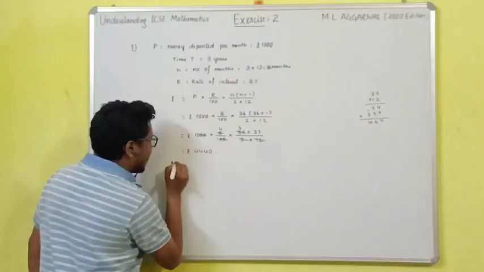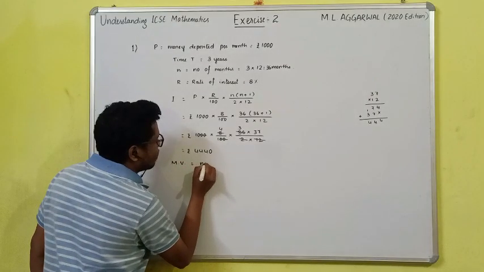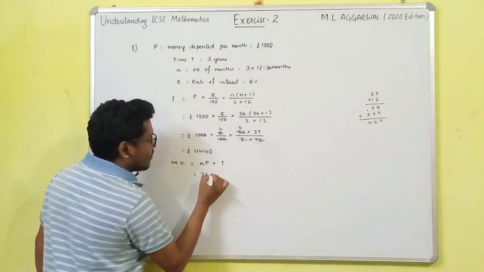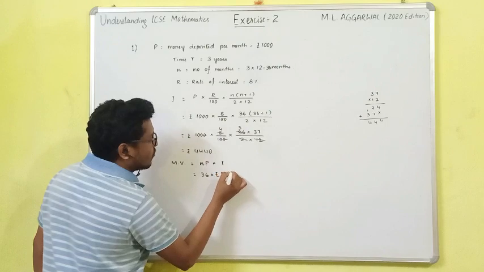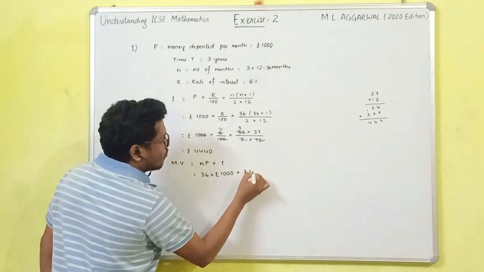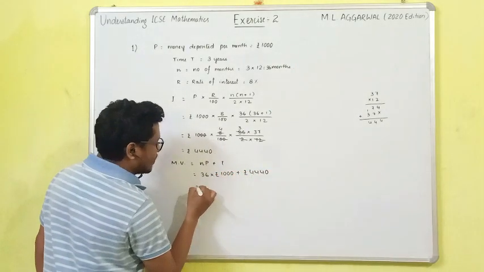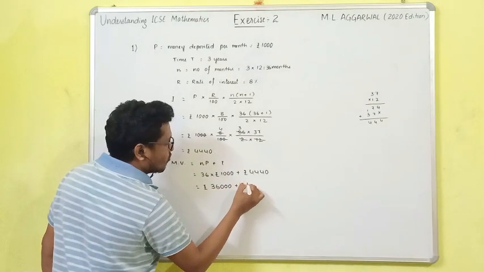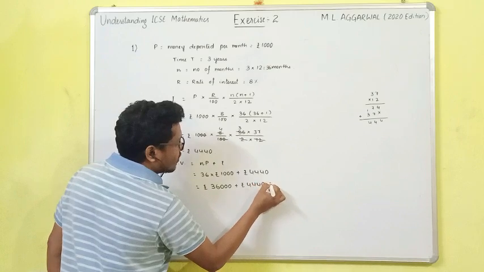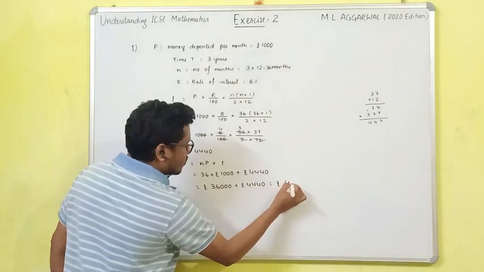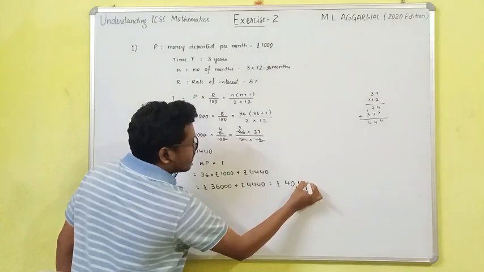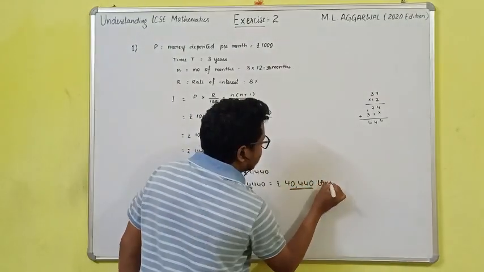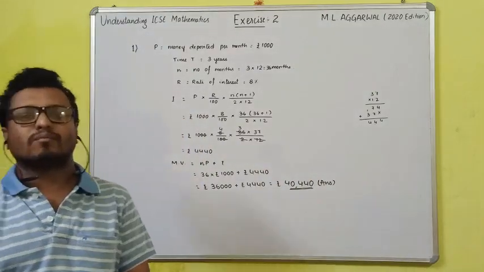So what will be the maturity value now? Maturity value is equal to nP plus I. n means 36, per month deposit is 1000, plus rupees 4440. So here it will be 36,000 plus 4,440. So it will be 40,440, which will be your final answer. So this is all about your question number 1.